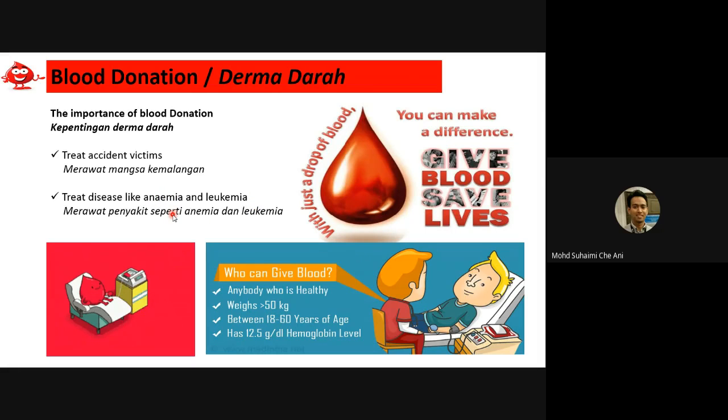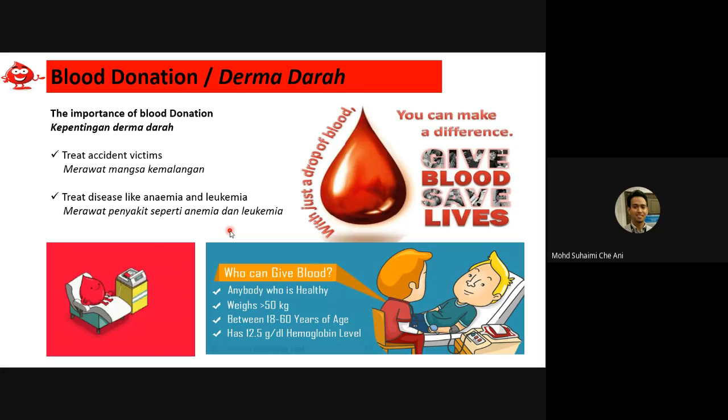So anemia is a genetic disease caused by a lack of red blood cells, while leukemia is something wrong with the white blood cells. So you can help them by donating your blood. So the hospital will keep your blood and then will give it to the right person in case they have a case or anything that the hospital needs.